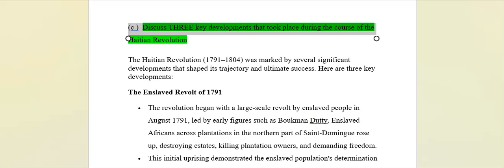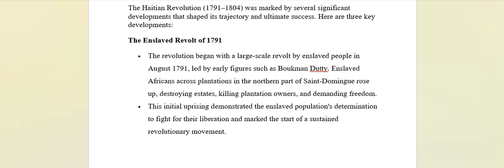Now, the 3 key developments that took place during the course of the Haitian Revolution are the enslaved revolt of 1791. The revolution began with a large-scale revolt by enslaved people in August of 1791, and this revolt was led by early figures such as Boukman. Now, enslaved Africans across plantations in the northern part of Saint Domingue rose up. Yes, they did. They destroyed estates and they demanded freedom.